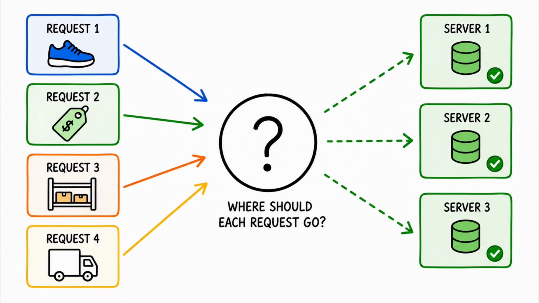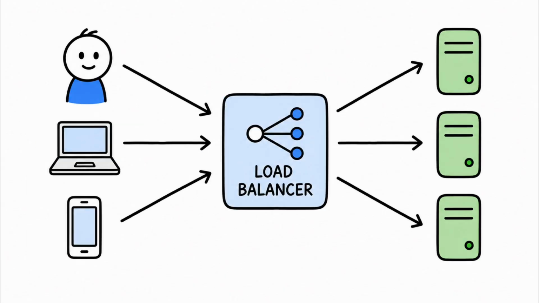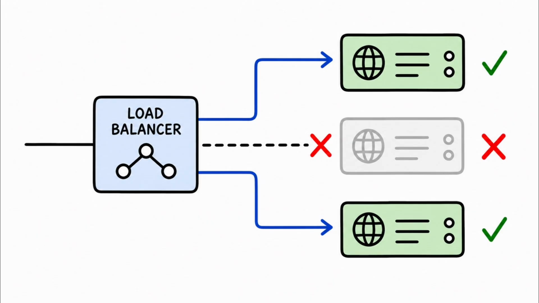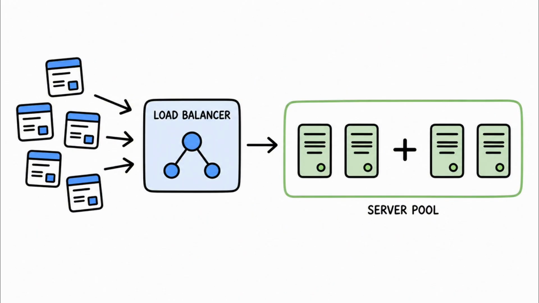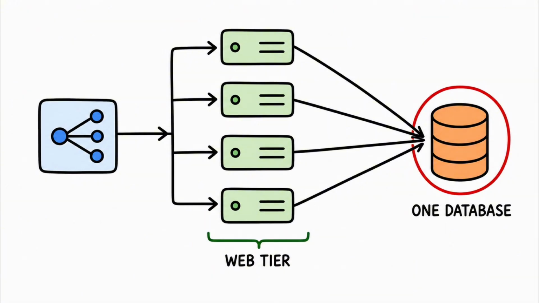Now, incoming traffic needs a component that decides where requests should go. That component is the load balancer. Clients connect to the load balancer instead of individual web servers. It routes each request to one of the healthy servers. If one server fails, the load balancer stops sending traffic there. If demand increases, we add servers to the pool. The web tier now has both additional capacity and redundancy, but the system still depends on one database.